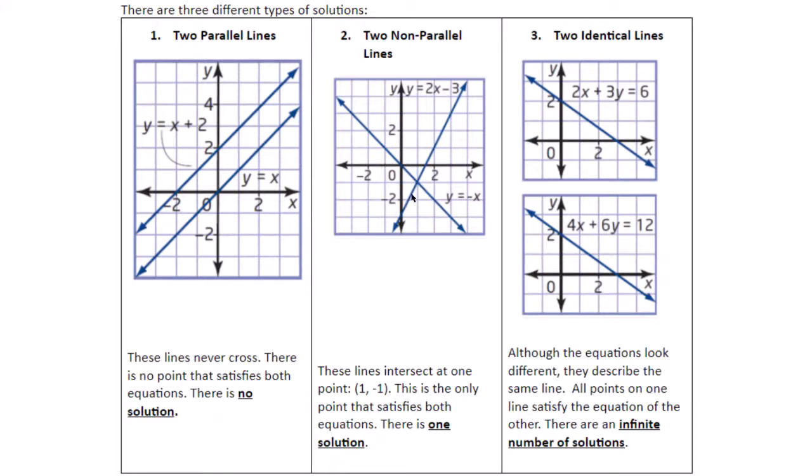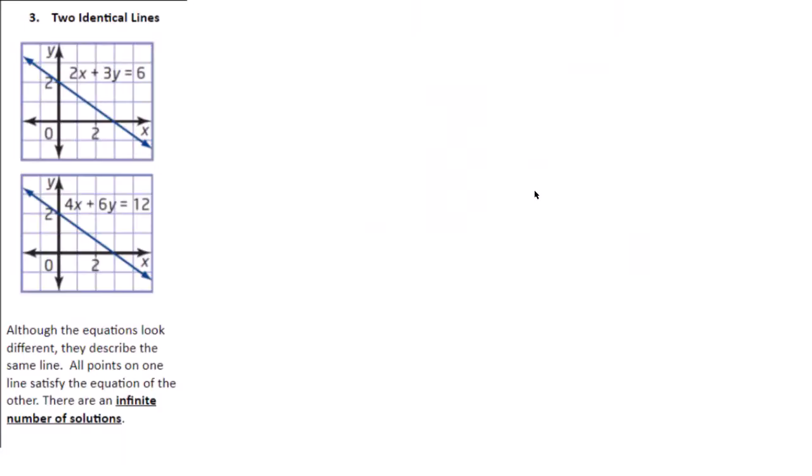This one point satisfies both equations. Now, if we have two identical lines, although these equations might look different, 2x plus 3y equals 6 and 4x plus 6y equals 12, they describe the same exact line, and I'll prove that in the following slide. And all points on one line will satisfy the equation of the other. So there are an infinite number of solutions.